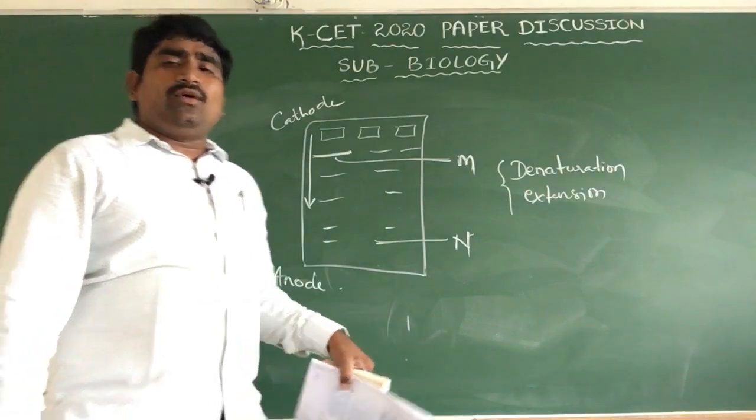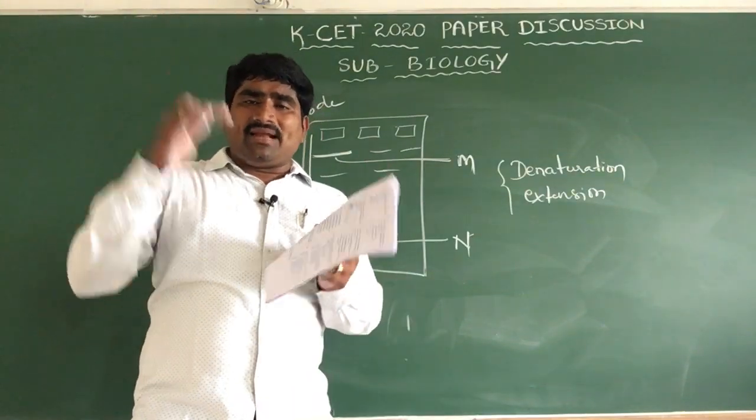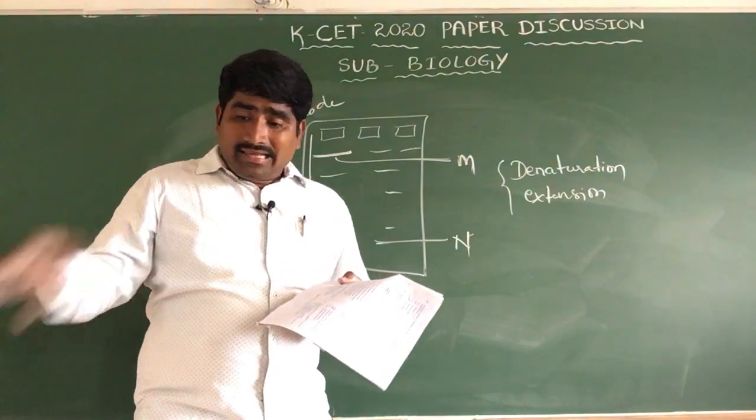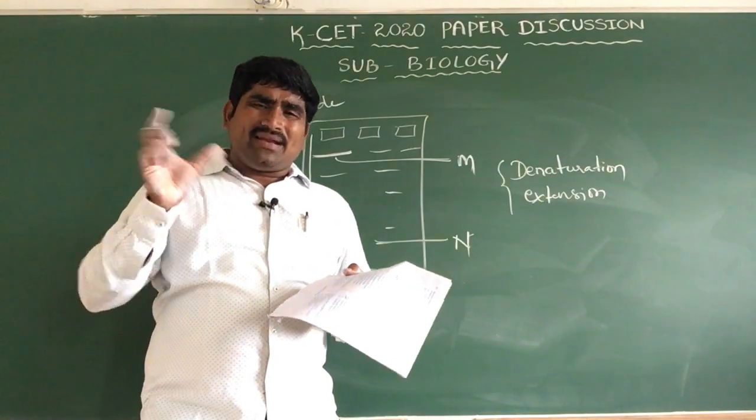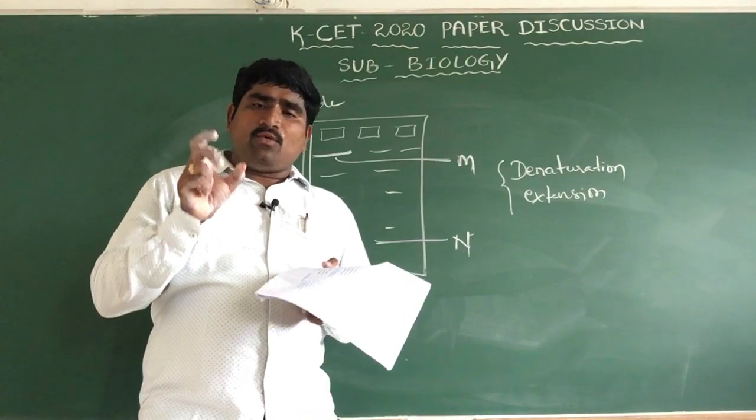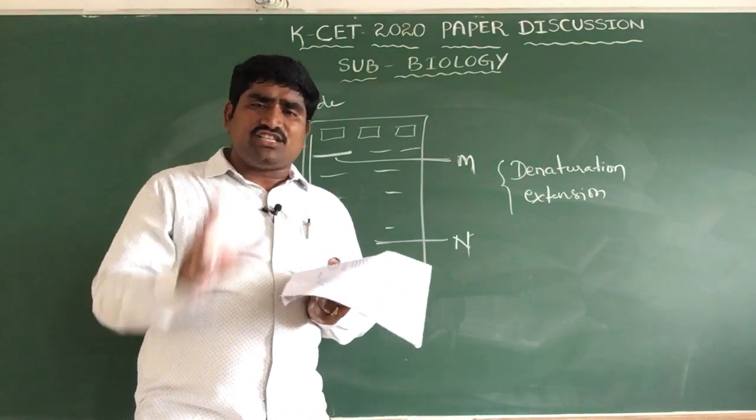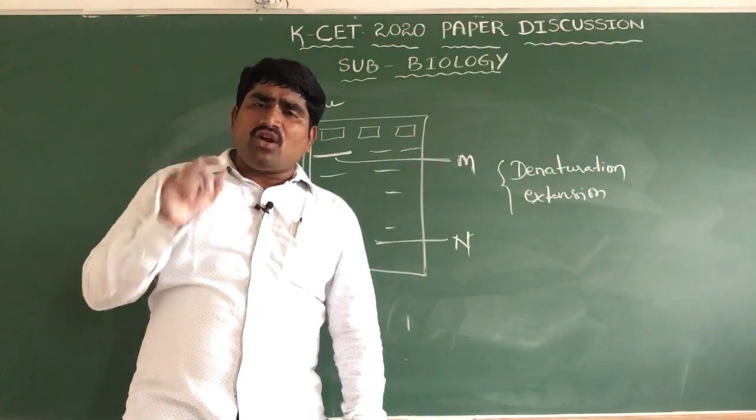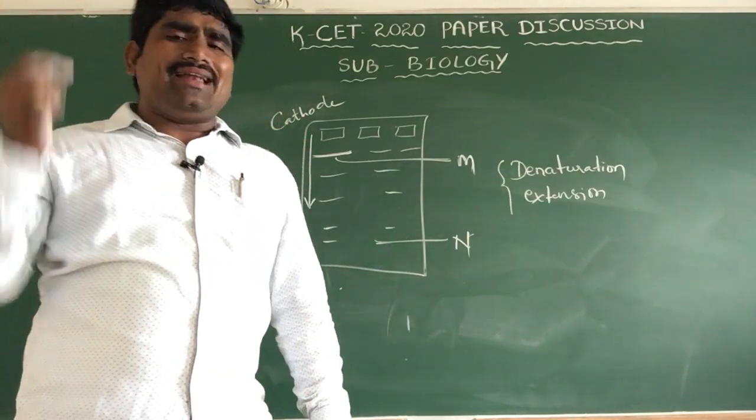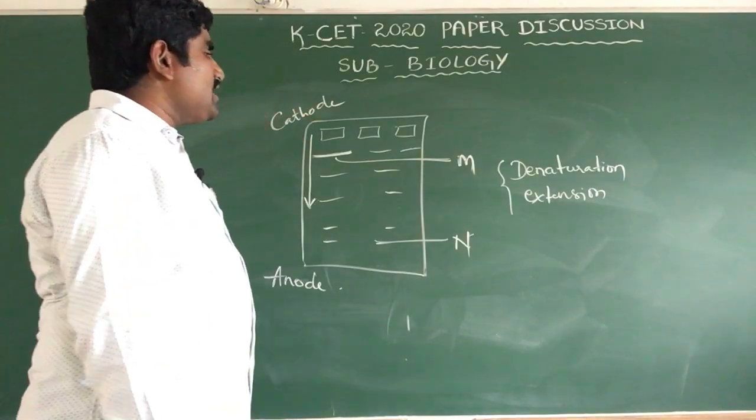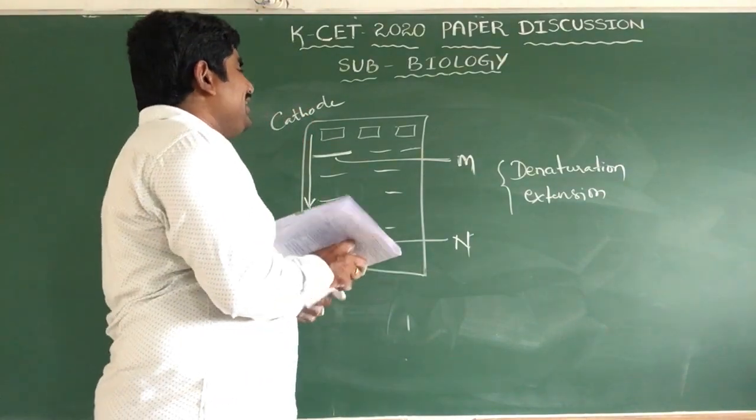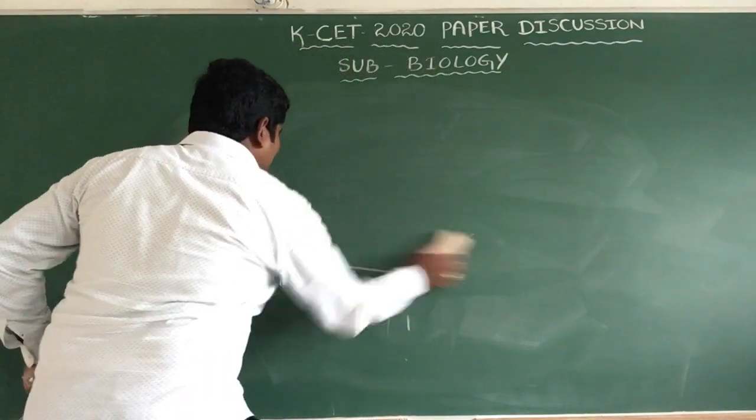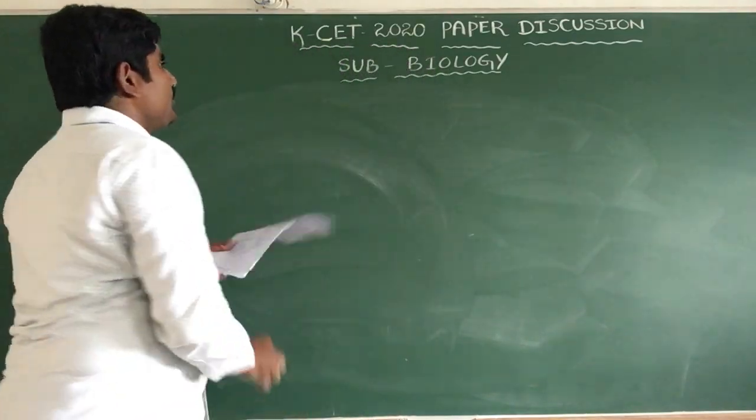So annealing is only temperature related. The temperature comes from high to low so that annealing happens. At this time, probes will be attached to the DNA based on complementary sequence. So that is not an enzymatic process. Here, the enzymatic processes are denaturation and extension only.